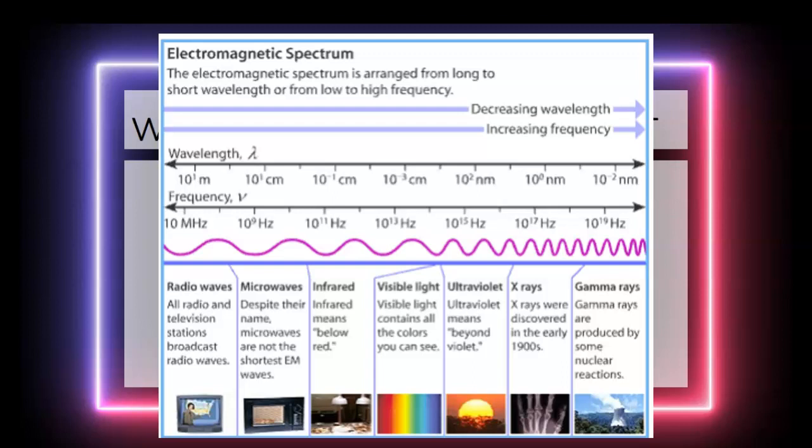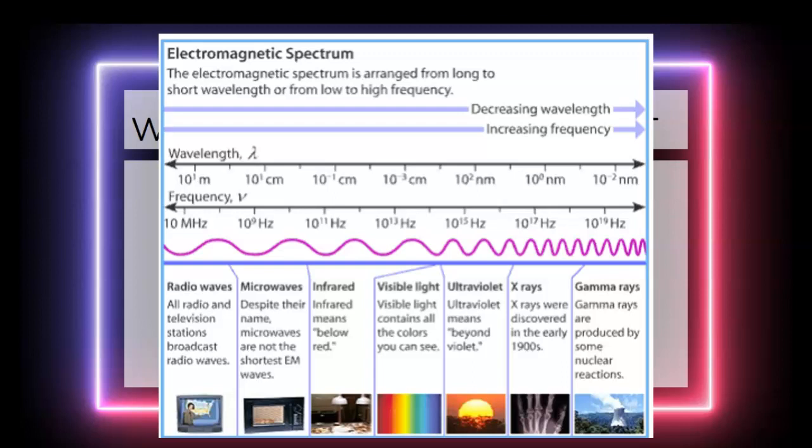Visible light we're familiar with. It's Roy G. Biv, the colors of the rainbow. Everything we can see is essentially visible light. I'm pretty sure bees can see ultraviolet rays, which are a little bit higher energy. They're above violet, so I don't know.